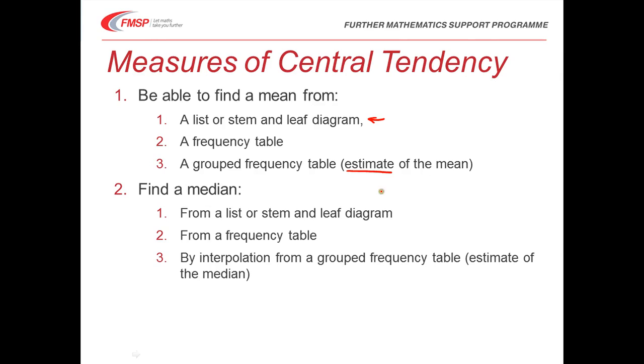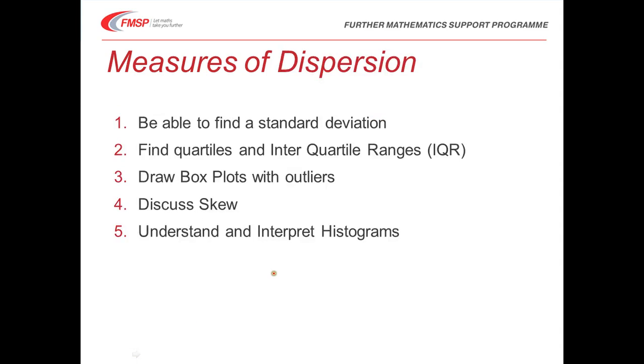We also need to be able to find a median, again from a list, from a frequency table, and then we need to be able to use interpolation to estimate the median. And again, there are a few issues that we need to be aware of with this, certainly looking at mark schemes, and I'll address that when we get to the question.